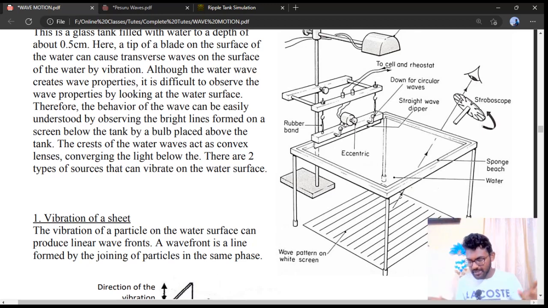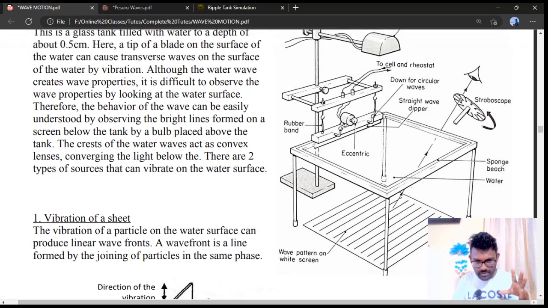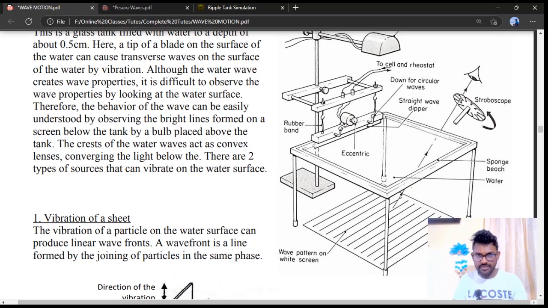Let's say the entire room is dark and it is flashing. You can adjust the flashing speed or the flashing frequency so that it matches this frequency. In that case, it turns off and turns on, turns off and turns on at the same frequency. So still we can see that the wave fronts are frozen.